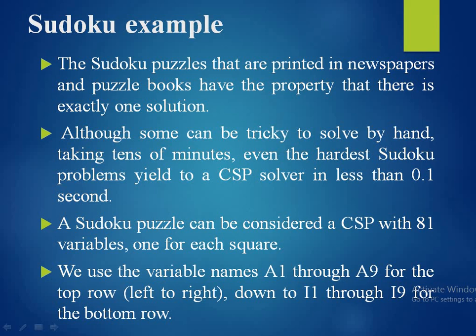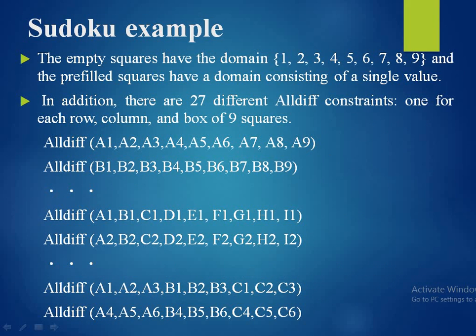A Sudoku puzzle can be considered a CSP with 81 variables, one for each square. We use the variable names A1 through A9 for the top row, that is left to right, down to I1 through I9 for the bottom row. The empty squares have the domain 1, 2, 3, 4, 5, 6, 7, 8, 9. And the pre-filled squares have a domain consisting of a single value. In addition, there are 27 different all-diff constraints, one for each row, column and box of 9 squares.